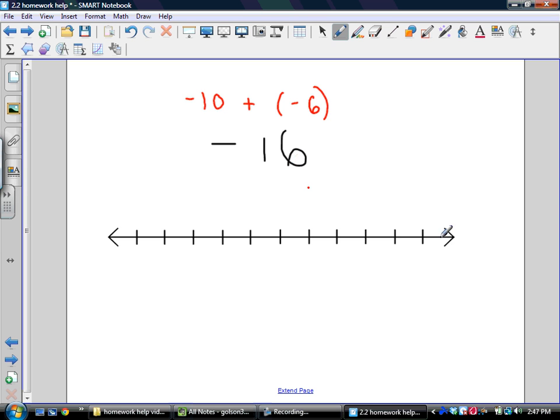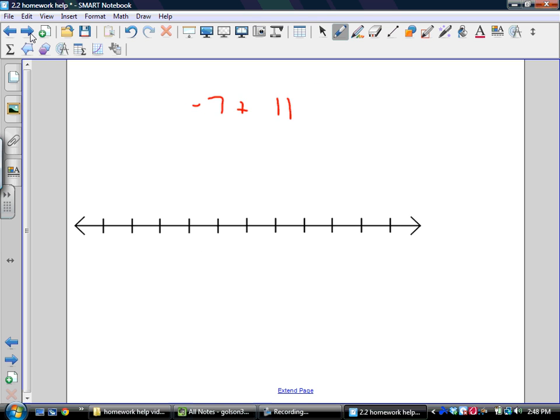And if you look at that on the number line, if this was 0 here, and each line was 2, with negative 2, 4, 6, 8, 10, start right there, and go another 6 to the left, 2, 4, 6, that would be negative 16. So either way, using the rule or the number line works. So try this one, see what you get.